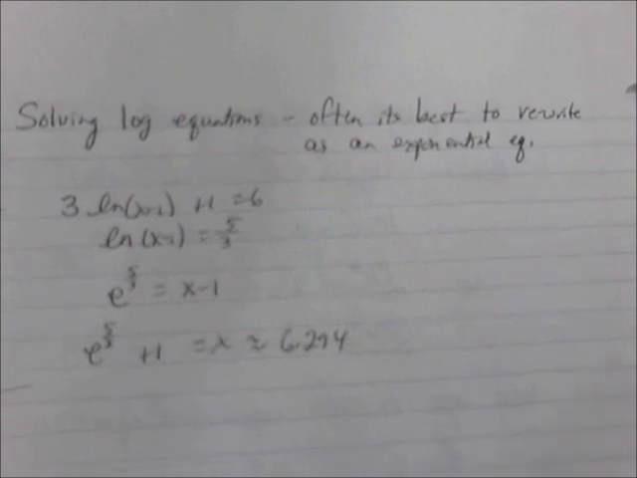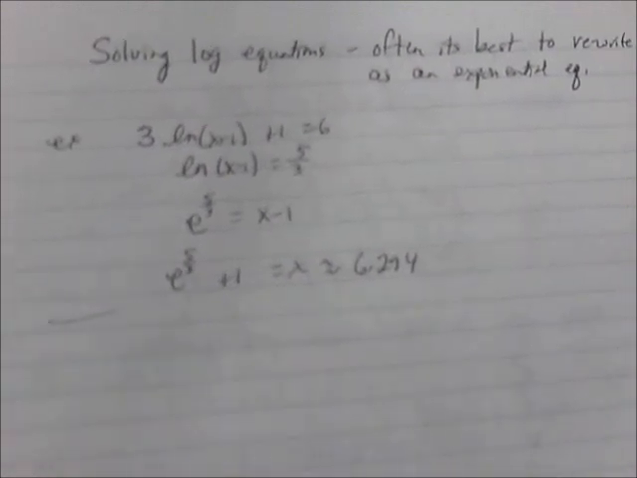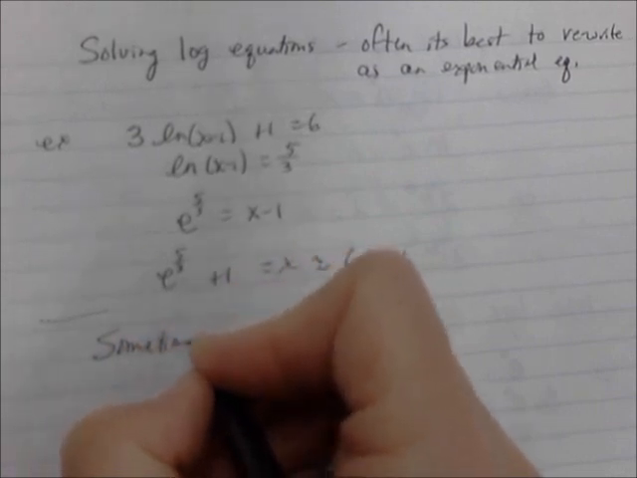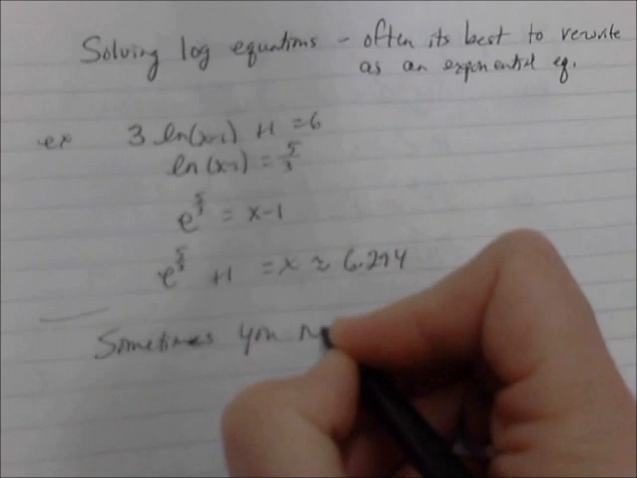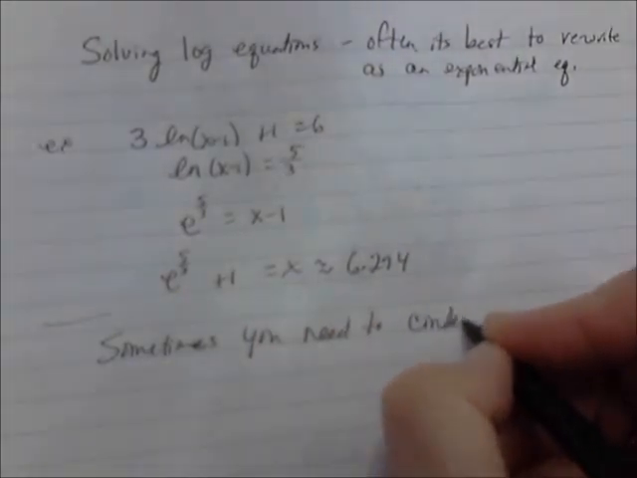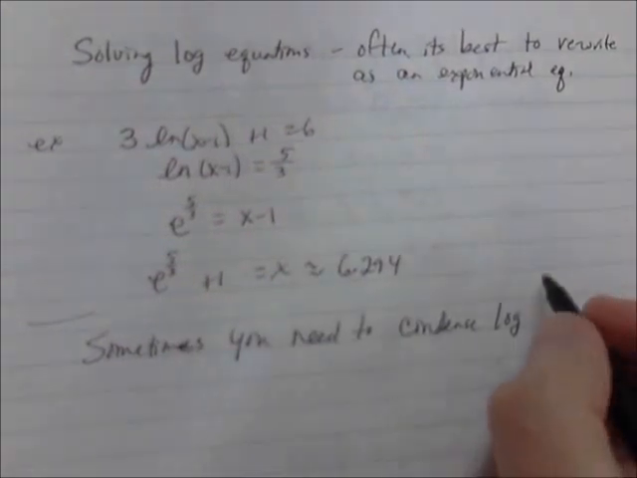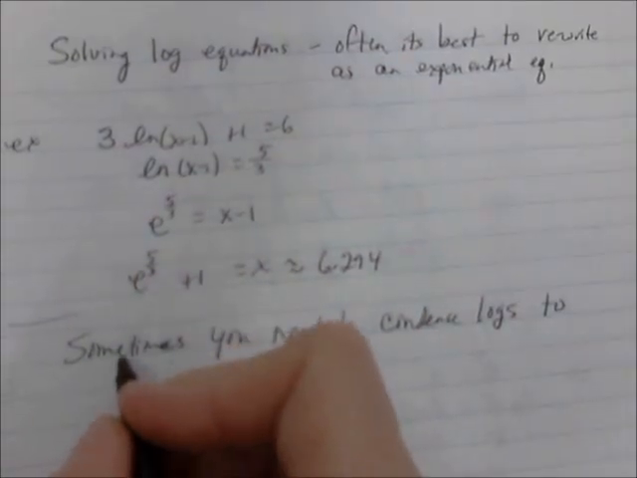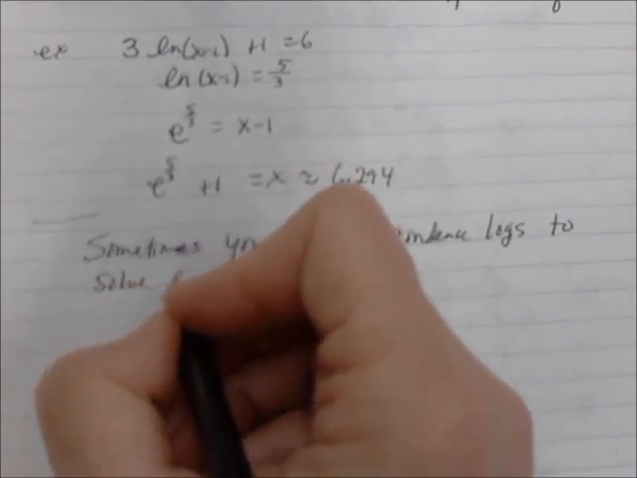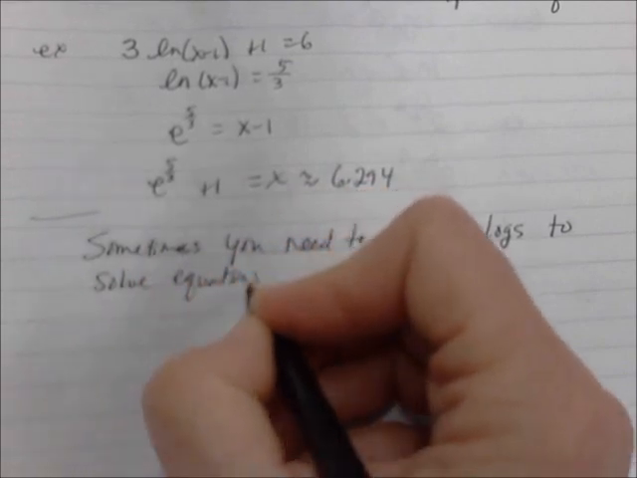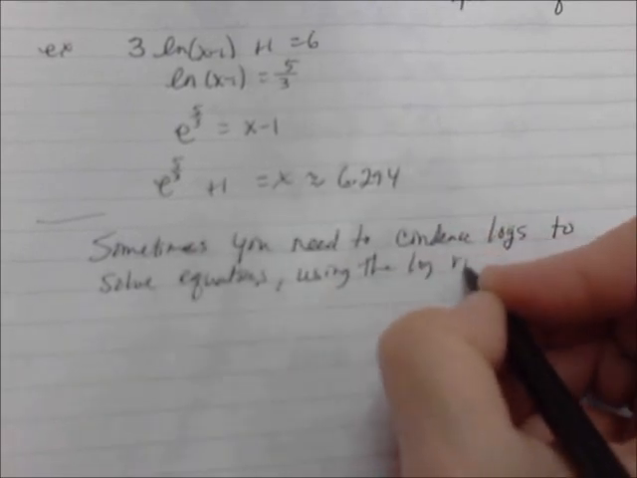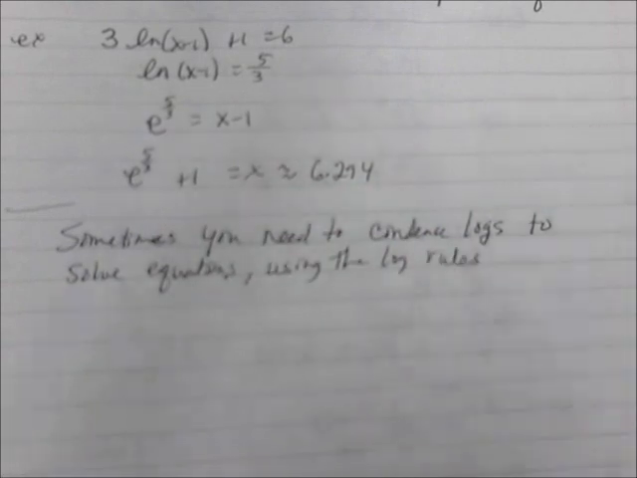Sometimes when you're solving a log equation, you have to condense the logs first, if you have more than one log expression or more than one term that has a log in it. Sometimes you need to condense logs, and that's by using log rules: product rule, power rule, quotient rule. Remember, there's 3 log rules that you have to keep in mind.